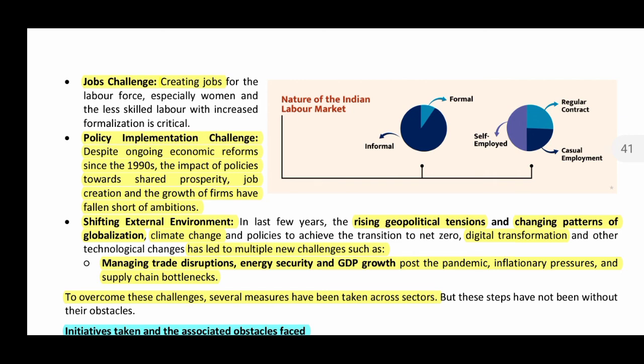Managing trade disruptions: if there is trade which is disrupted due to geopolitical tensions, then it should be managed. And energy security, like the fuel crisis, where supply was halted and it was not there. And GDP growth post the pandemic, inflationary pressures and supply chain bottlenecks. To overcome these challenges, several measures have been taken across sectors, which I mentioned above.